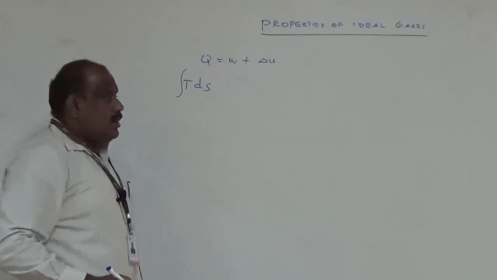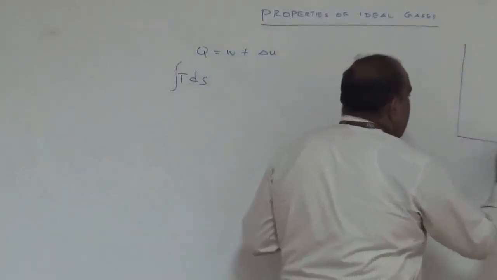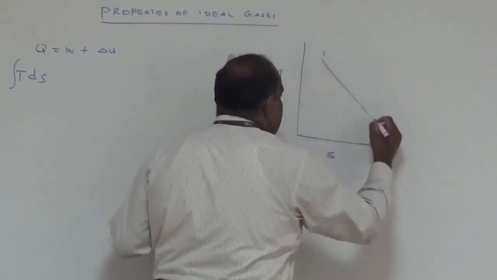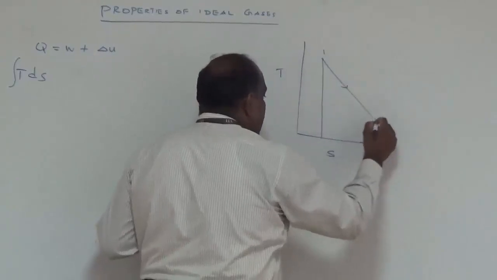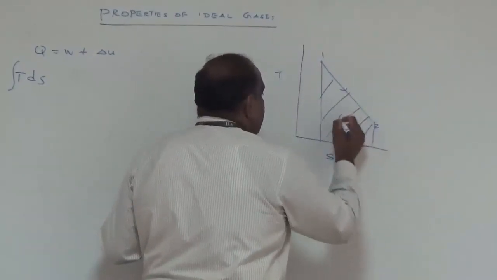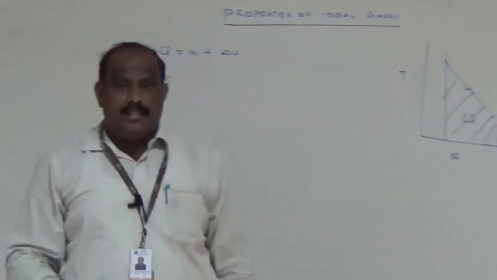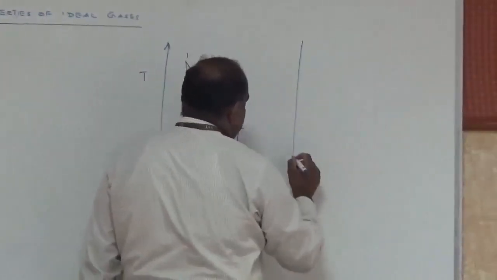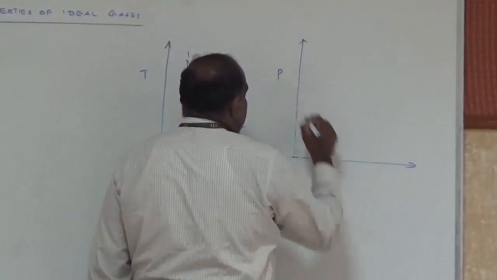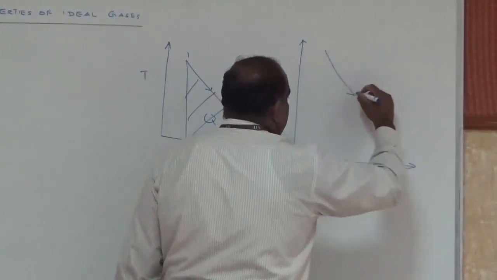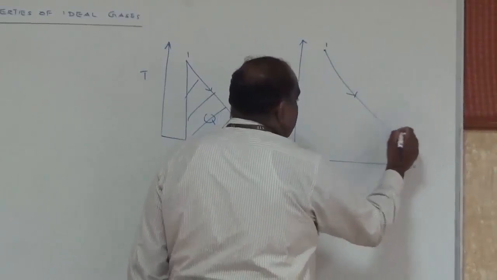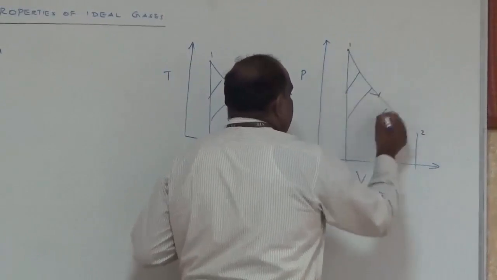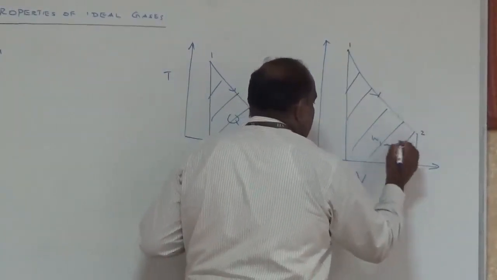Integral of TdS. We already know that for a process from 1 to 2, the area under the TS diagram indicates the heat transfer, which is a path function. Similarly, the area under the PV diagram indicates the work done. So from this diagram, this is W1 to 2.